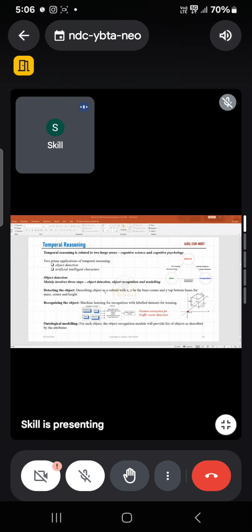So we are representing the object in the 3D plane as a cuboid, and then we are recognizing the object. So the machine learning, after some classes, you will get to know how machine learning can be applied for the object.